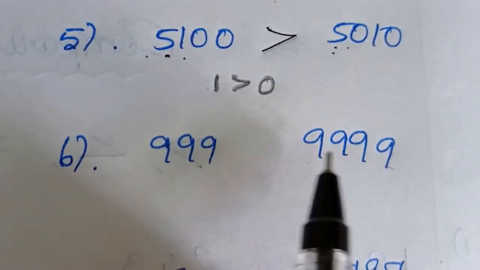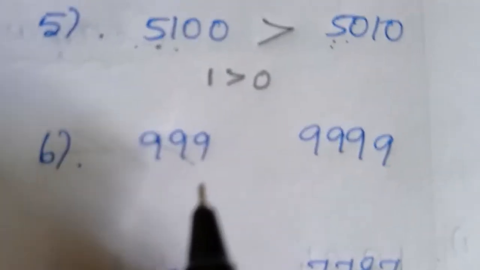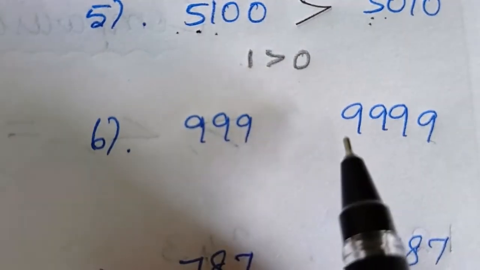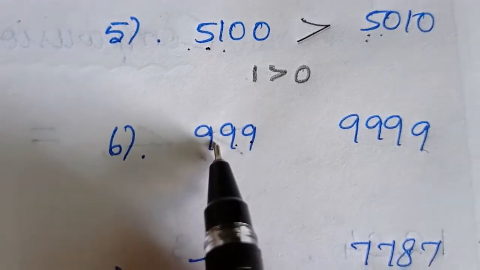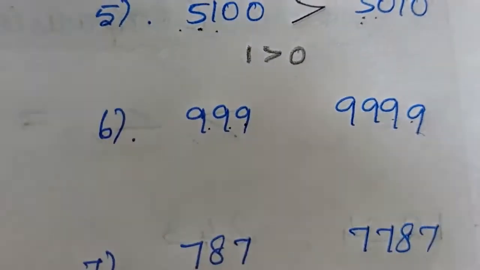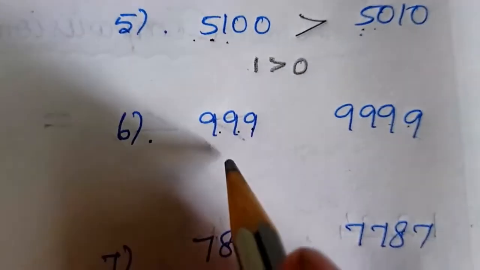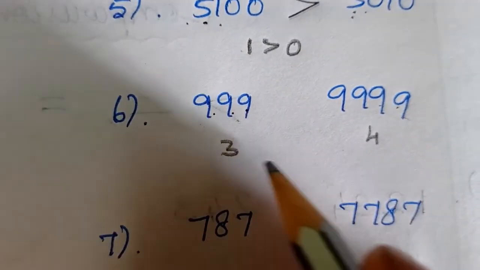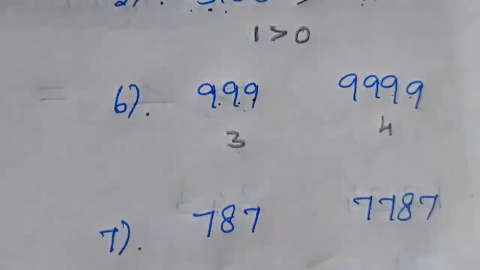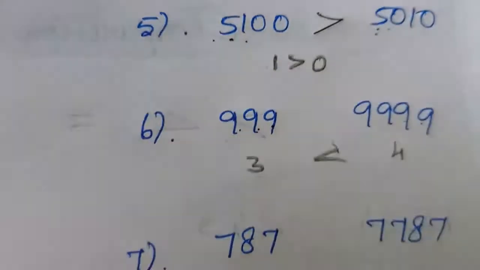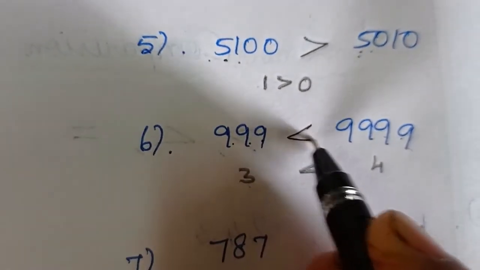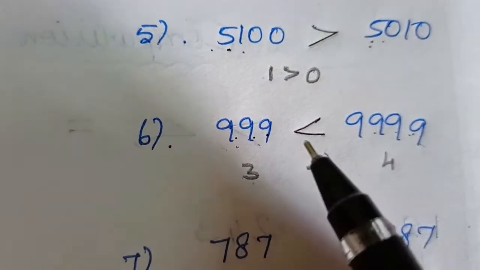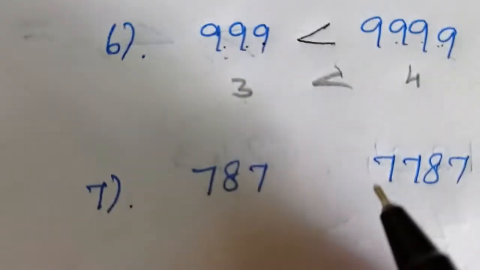Now let's see the next question, 999 and 9999. Children, first count the number of digits in both the numbers. The first number is a 3-digit number and the second number is a 4-digit number. So which one is greater, 3-digit or 4-digit? A 4-digit number is greater. So we conclude that 9999 is greater than 999.